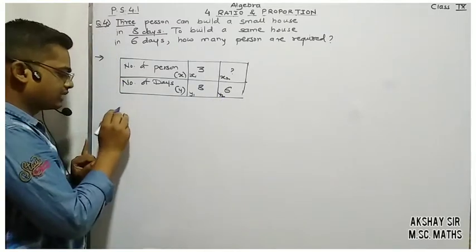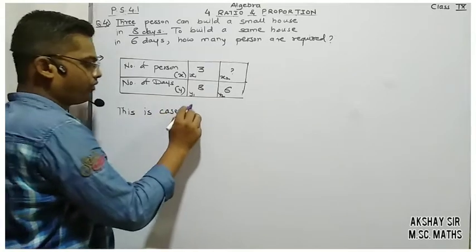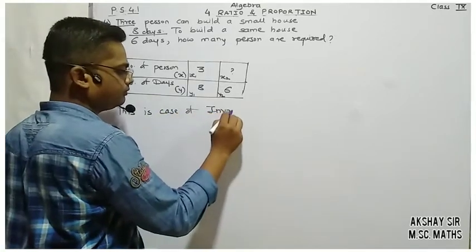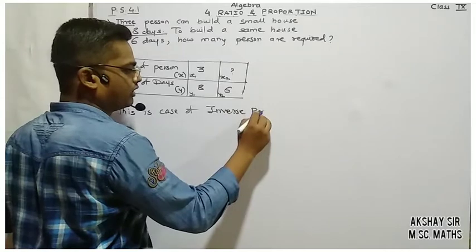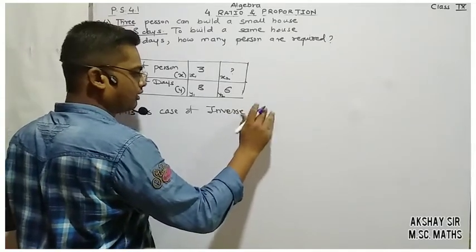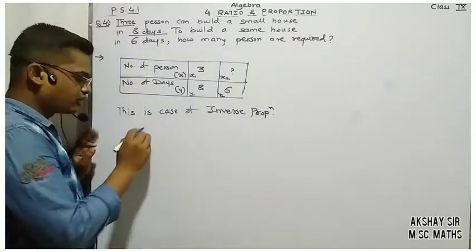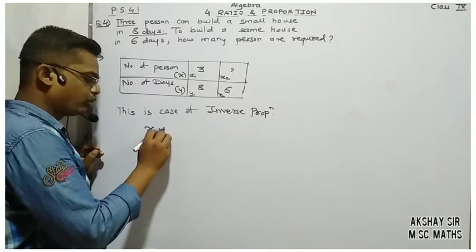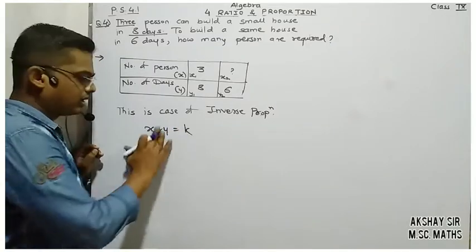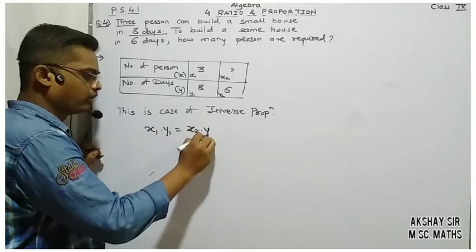Now you can see that this is a case of inverse proportion, in which if one quantity increases, the other decreases. We know that in the case of inverse proportion, the product of x into y is constant, so we can take x1 into y1 is equal to x2 into y2.